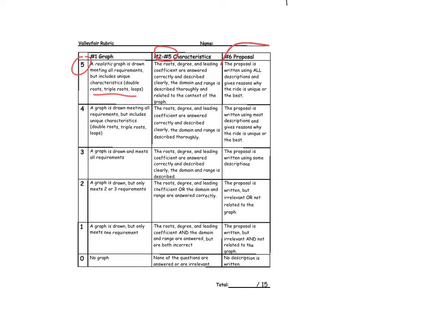And then number 6, your proposal. You do a good job writing the proposal, but make sure you have the math in there. Like I said, talk about the minimums and maximums. What are their values? Single roots, double roots, triple roots. You're going to talk about where it crosses the x-axis, your zeros. The proposal is written using all descriptions and gives reasons why the ride is unique or the best. So just make sure you talk about those math terms in there too, and talk about why the ride is so great, and the name is really good.